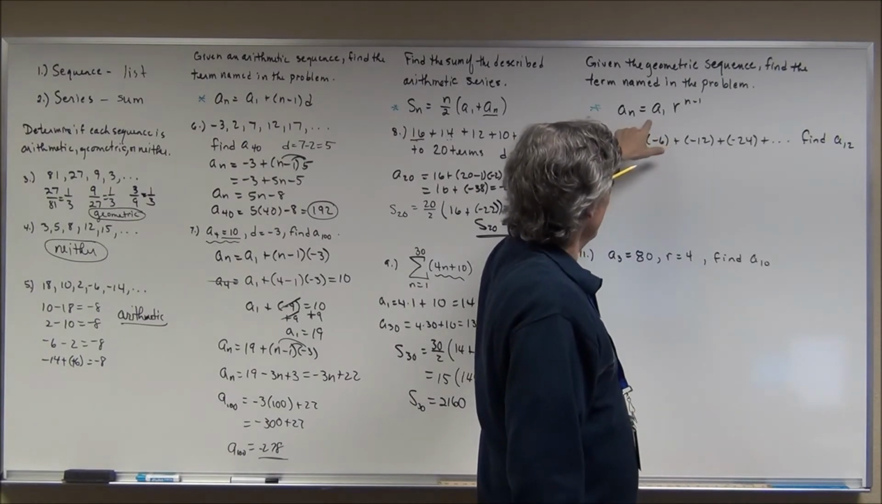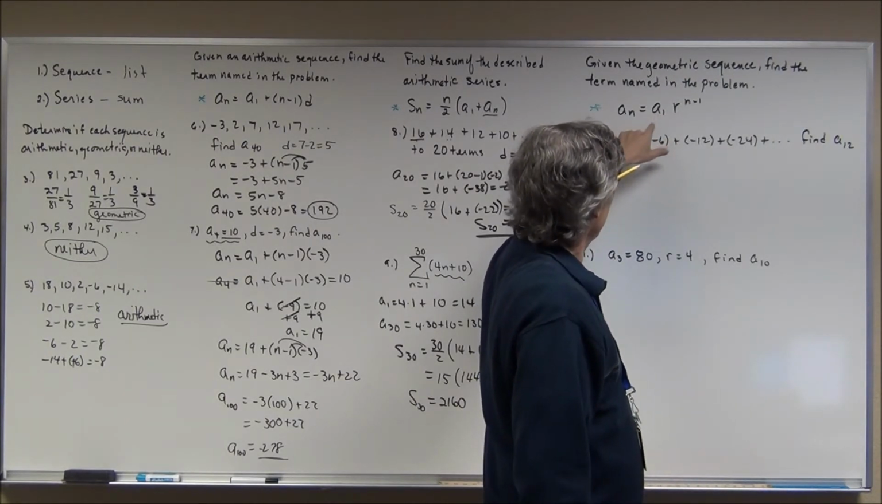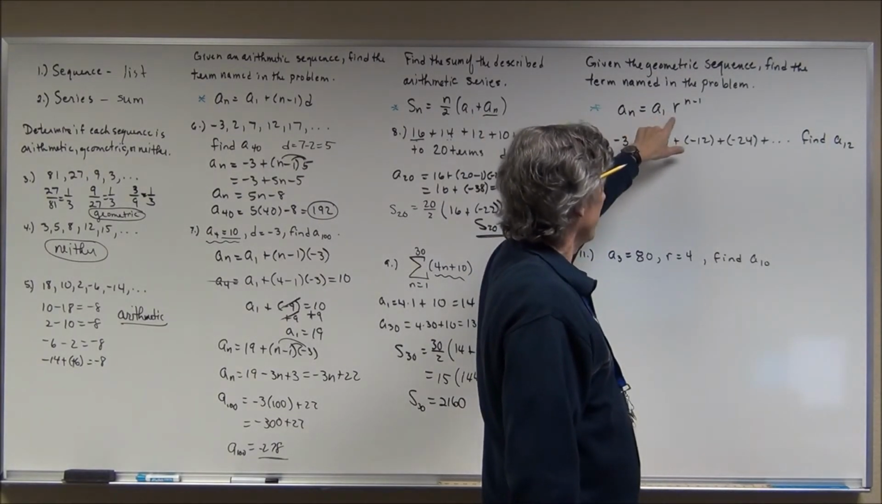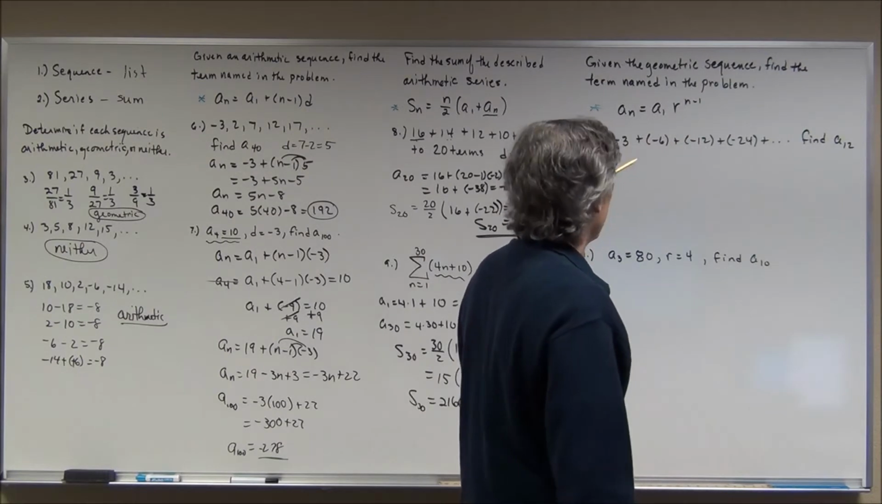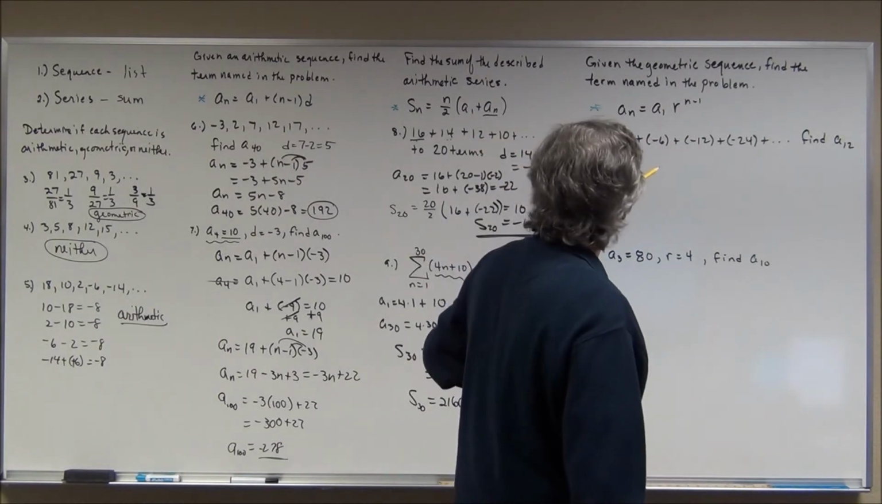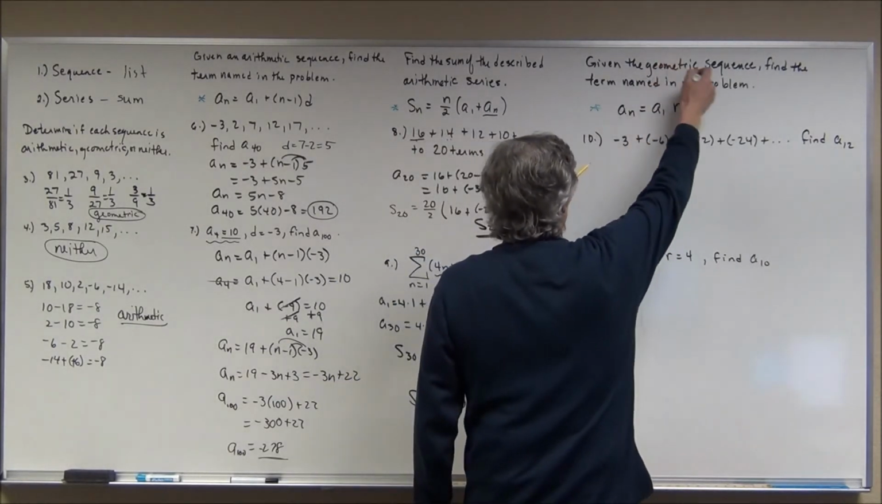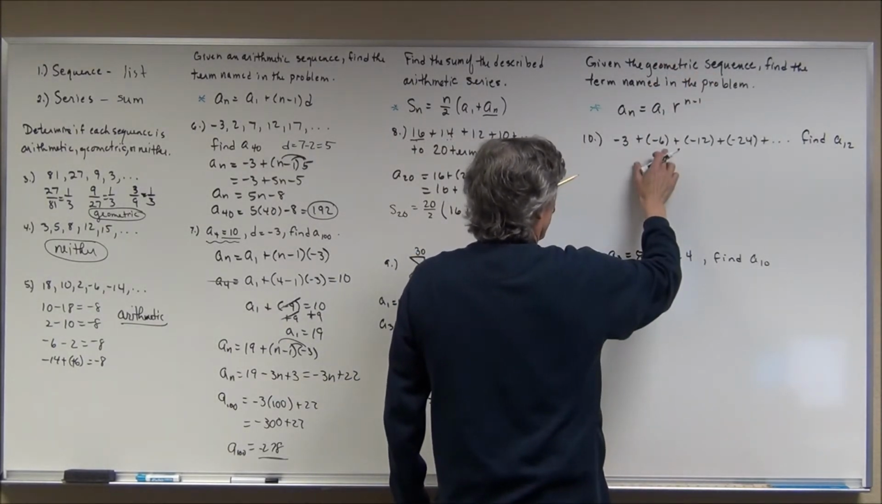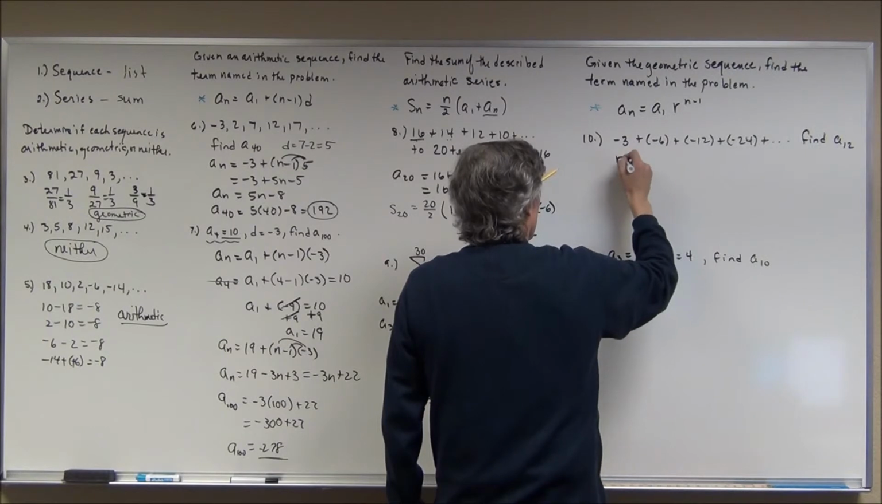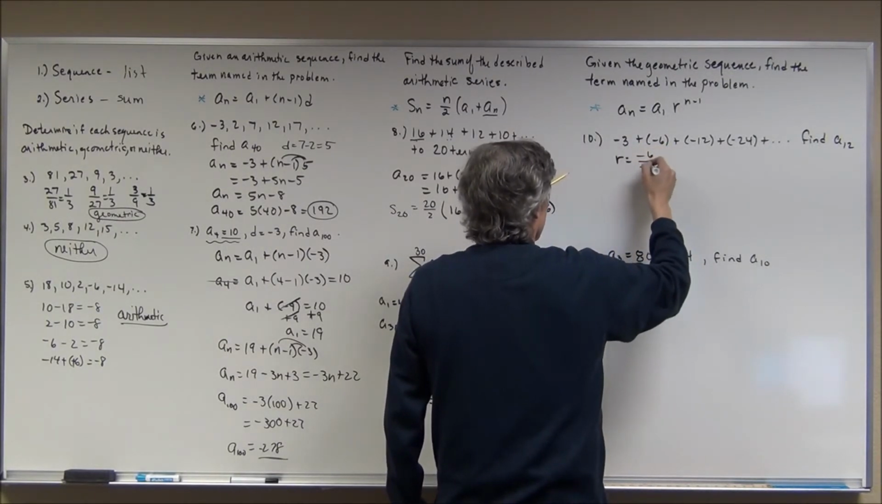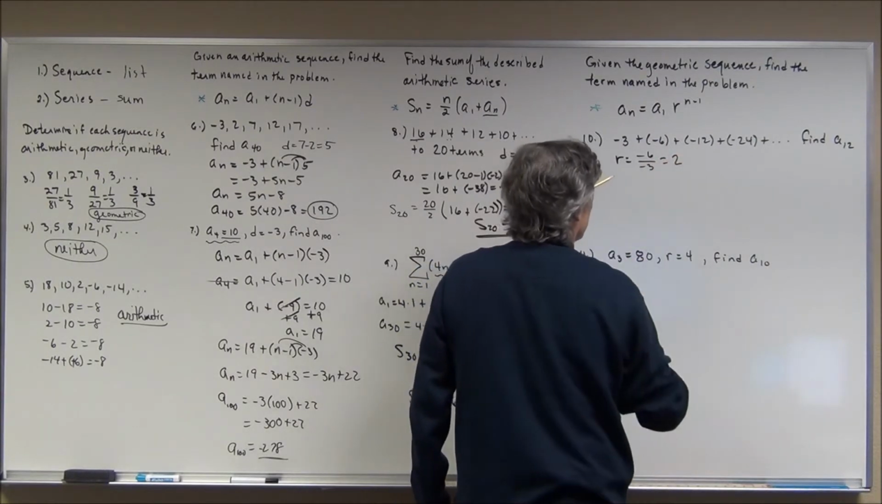I like this formula, even though I have to multiply, I like this formula better than that one, because in this formula I only need the first term and the ratio. I don't need the nth term. Here you need the nth term. So here we go. Given that it's geometric, I'm going to find the common ratio. The common ratio is negative 6 over negative 3, which is a positive 2.